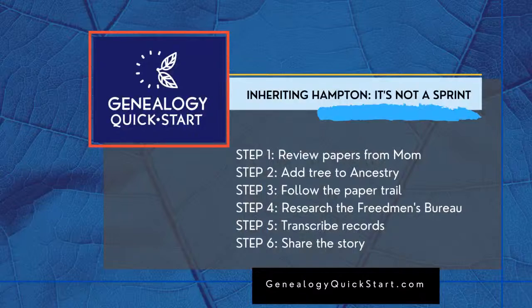Fantastic, Regina. Let's go through your steps for inheriting Hampton. It's not a sprint. Step one, you want to review the papers that you received from your ancestors. Step two is to add a tree to Ancestry. Step three, follow the paper trail. Step four, research the Freedmen's Bureau. Step five, transcribe records. And step six, share the story.